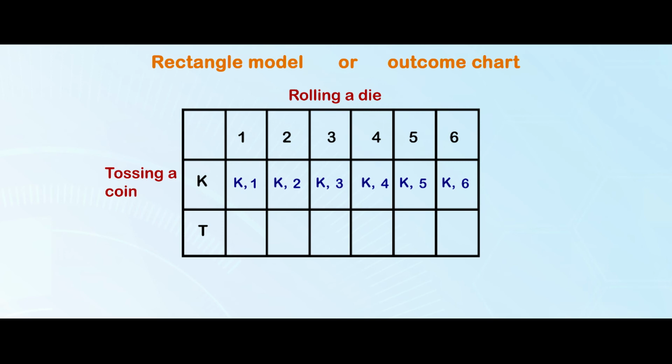So other possibilities of tossing a coin and rolling a die can be tashitake and 1, tashitake and 2. You might get tashitake from tossing a coin and 3 from rolling a die. You might also get tashitake from tossing a coin and 4 from rolling a die. Tashitake from tossing a coin and 5 from rolling a die. And finally, you might get tashitake from tossing a coin and 6 from rolling a die. So these are the possible outcomes when you toss a coin and roll a die.